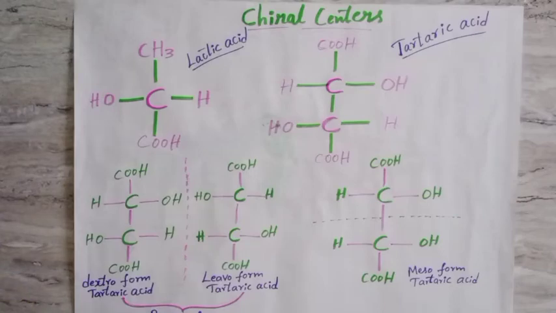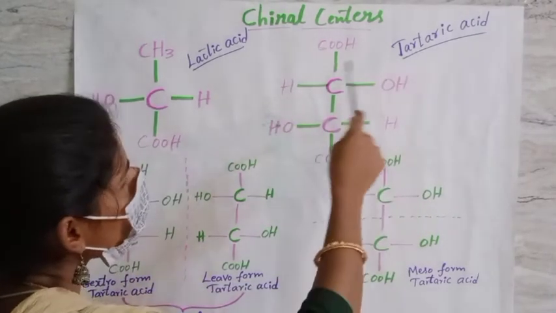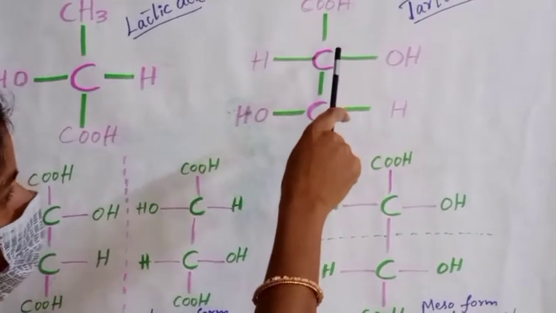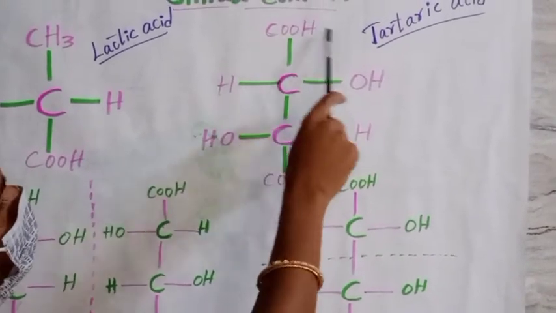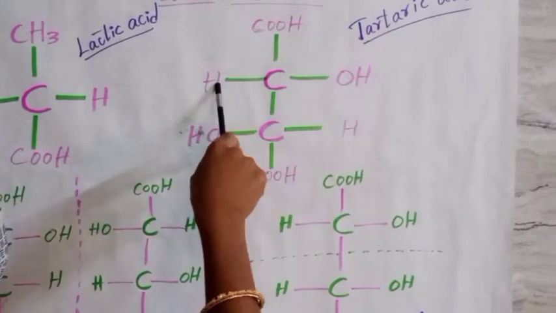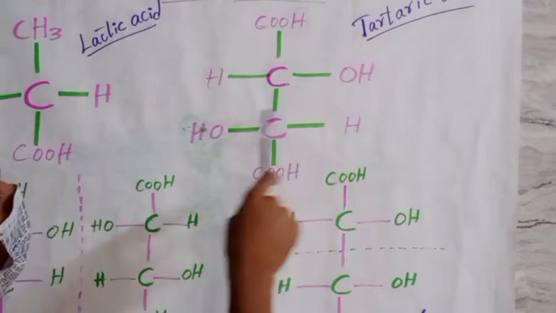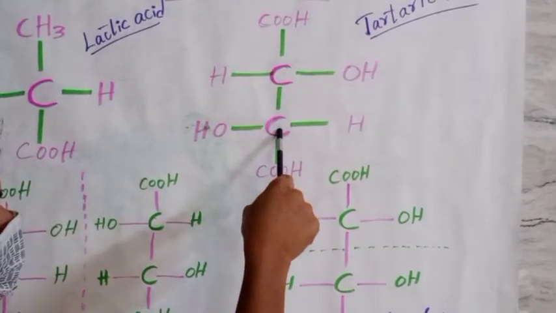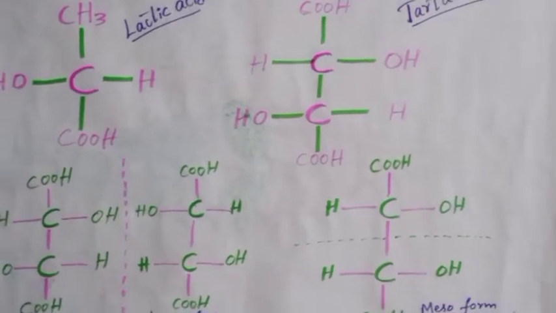In the same way, we have one more example here, that is tartaric acid. In this tartaric acid, we have 2 chiral centers. That means we have 2 carbons. For each carbon, different groups are attached: COOH, OH and H for the first carbon, and the second carbon also has COOH, H and OH. So in this way, we have 2 chiral centers, and for each chiral center, different groups are attached.